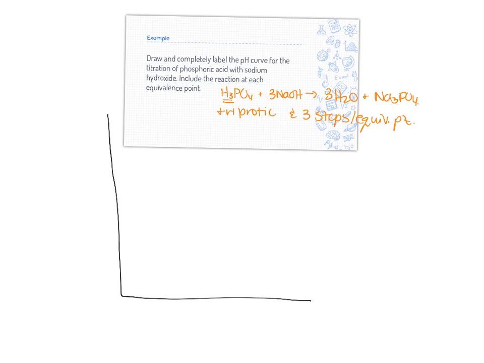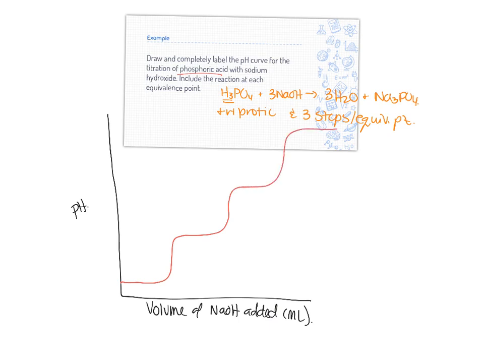We weren't given any values, so we don't need to include any pertinent values here. And then this would be the volume of NaOH added, and that's in milliliters. Okay. We're starting with our acid because phosphoric acid is titrated with sodium hydroxide. Therefore, phosphoric acid is our sample. So we're going to have 3 steps. 1, 2, 3. They don't all have to be the same height. They can be different heights of steps. It's not building code here. Okay, and we know that there are 3 equivalence points.